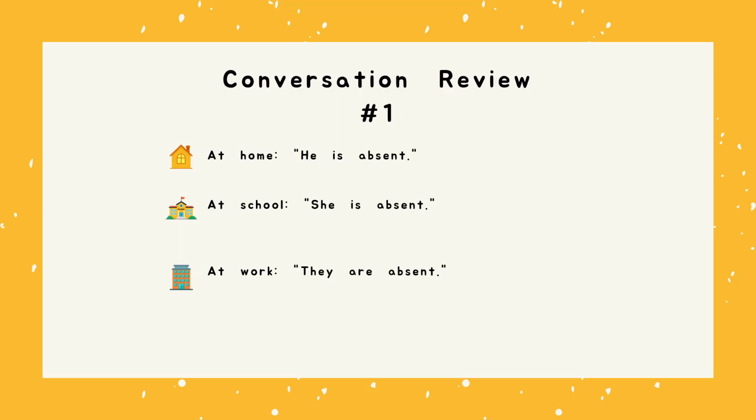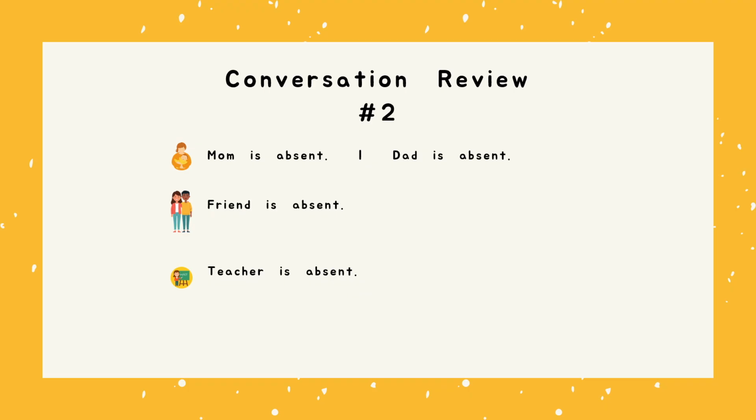Let's review some conversations. At home, we say, "He is absent." At school, we say, "She is absent." At work, we say, "They are absent." These are simple ways to use the word. Here are more examples. We can say, "Mom is absent." We can say, "Dad is absent." We can say, "Friend is absent." We can also say, "Teacher is absent." Absence can happen to anyone.